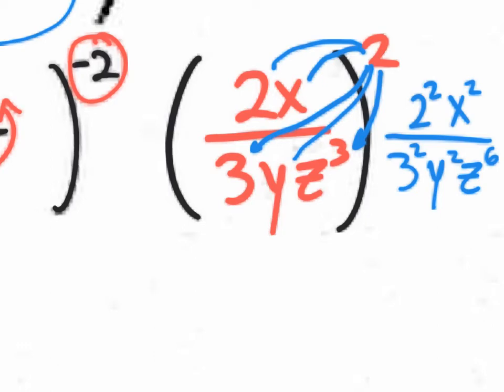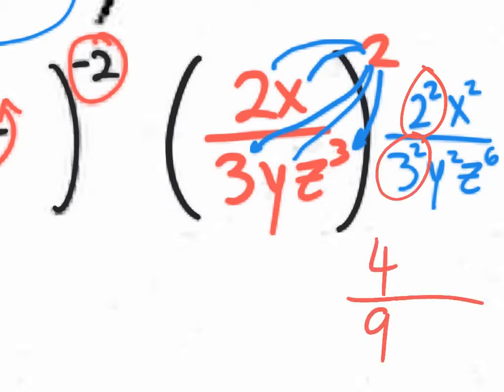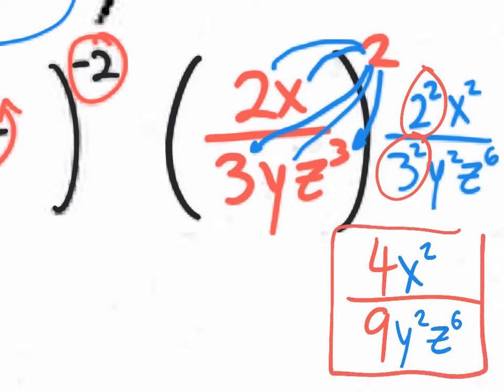So now the only other thing to do, guys, you can't cancel out anything because there is no x on the bottom, there's no y's or z's up on top, nothing to cancel. But we could do the 2 to the second. What's 2 to the second? 4. And how about 3 to the second? 9. And let's just rewrite everything. 4x squared over 9, y to the second, z to the 6th. That's all you could do. That is your final answer.